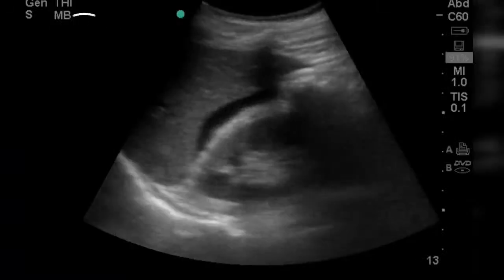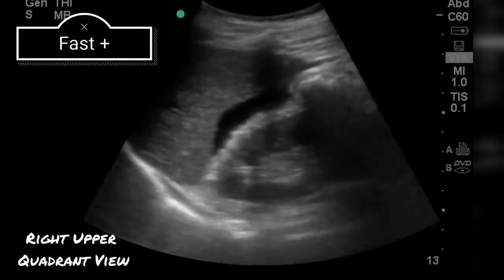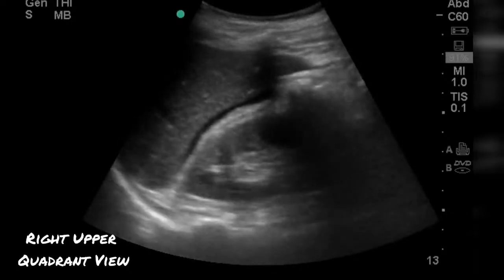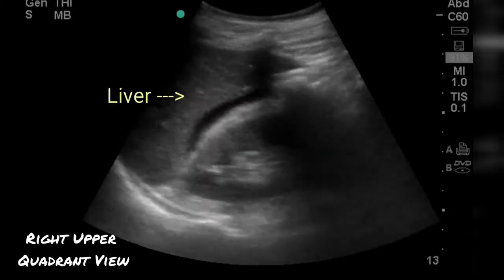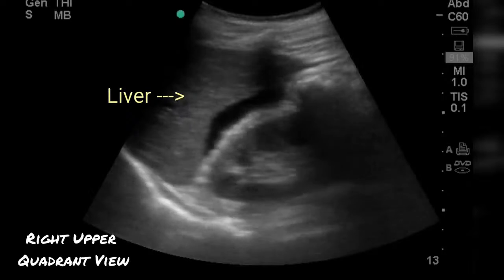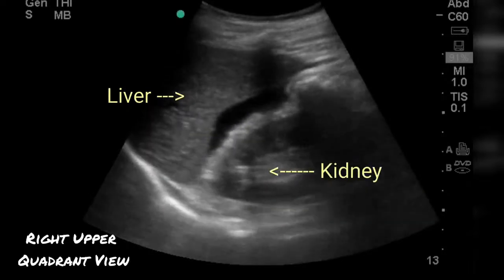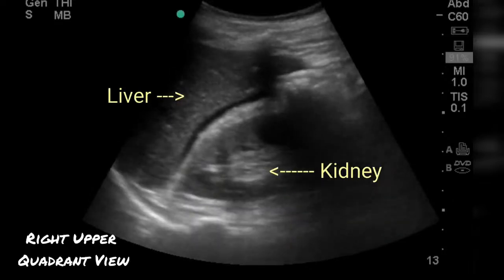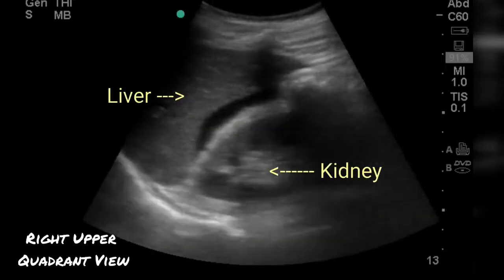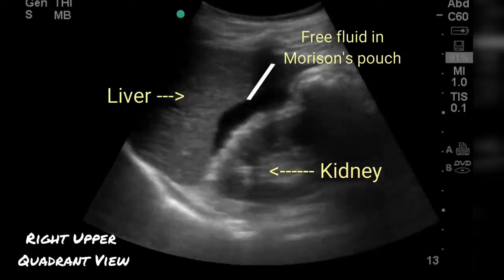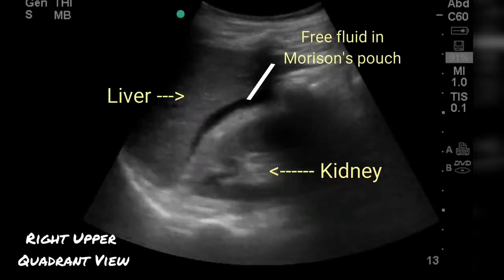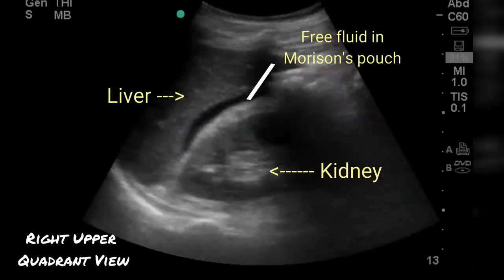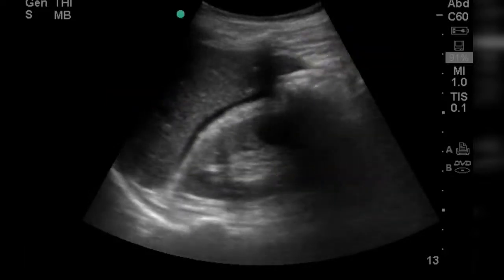This is a FAST positive examination of the right upper quadrant view. We can recognize the liver on the upper and left portion of the screen. Then we can recognize the kidney on the lower part of the screen, just below the liver. And there is a potential space, the hepatorenal space, between the liver and kidney, also called Morrison's pouch. And we can clearly see there is anechoic fluid collection within the Morrison's pouch. That represents a FAST positive examination.